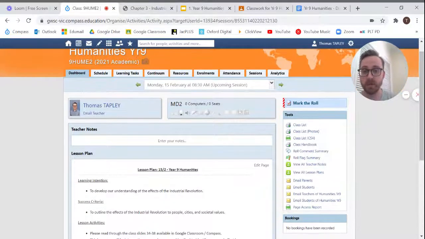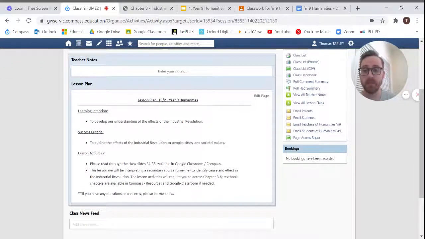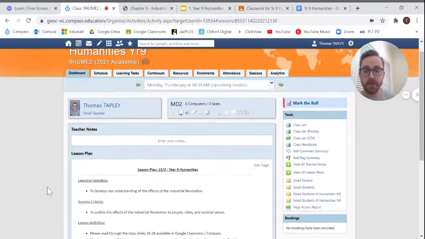So this is our Compass lesson plan. Same as the first couple of weeks of the term, really, I'll be uploading the learning intention, success criteria, the lesson activities, each lesson to our Compass lesson plan. So we've done that before. You should be familiar with that process. In the lesson activities, you can see the class slides that we'll be using, and just a quick rundown on what we're going to be doing each lesson.